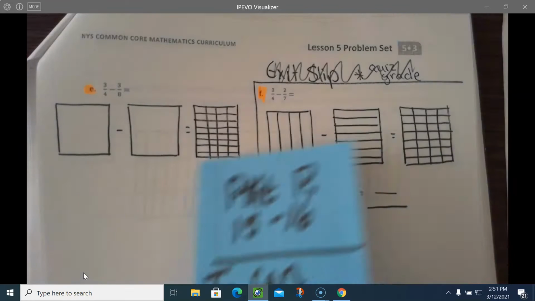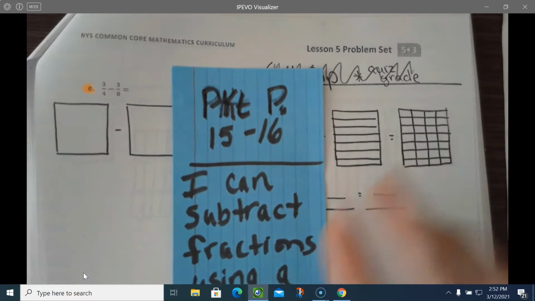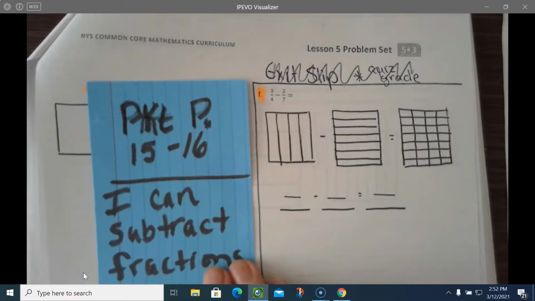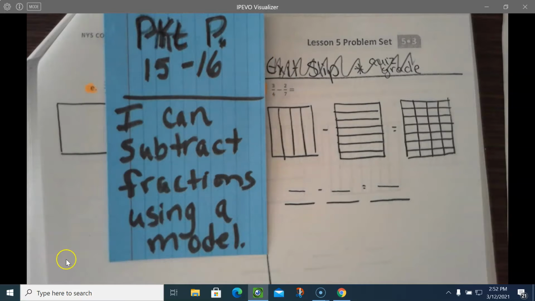So today we worked really hard at using those same models to draw and find common denominators, but instead of adding, we are working on subtracting. Great job, boys and girls.